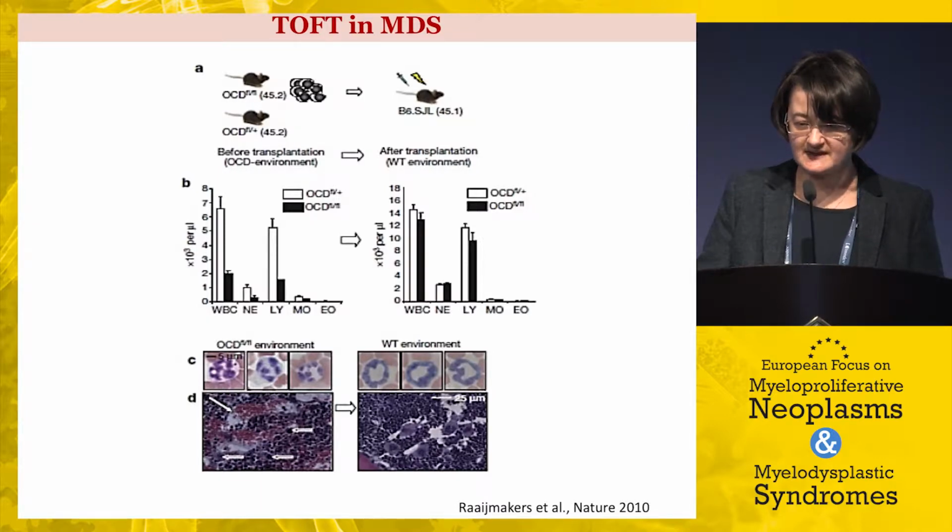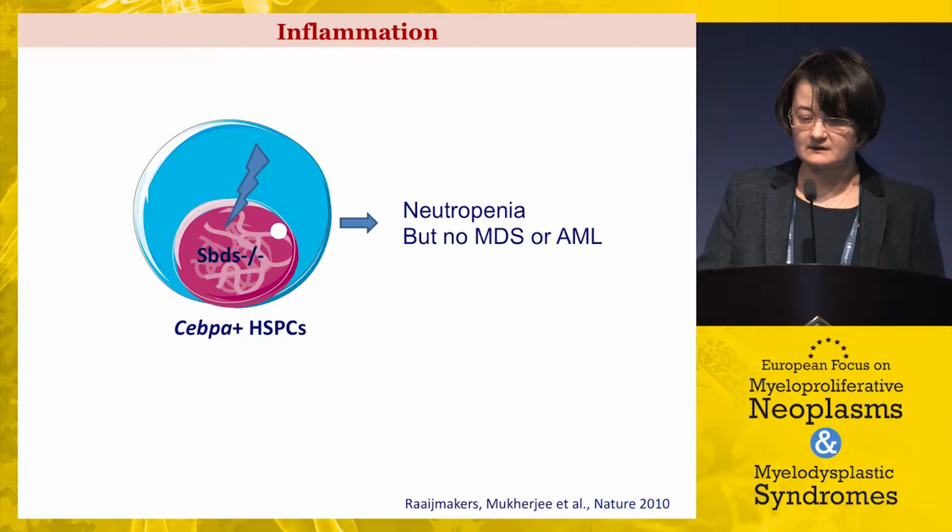If we go back to myelodysplasic syndromes, the first evidence which brings incrimination of the microenvironment in MDS pathogenesis was provided by Raaijmakers in 2010, and he showed that DICER1 deletion in osteoblast progenitors, this is a gene involved in microRNA processing, could lead to MDS in a mice model. Also, SBDS deletion in CEBPA mutated HSPC could lead to neutropenia, but no MDS or acute myeloid leukemia.